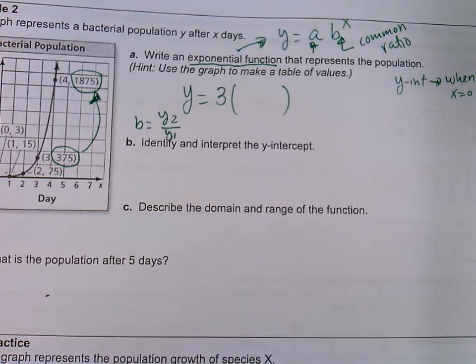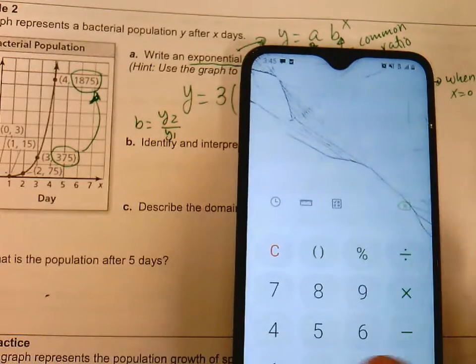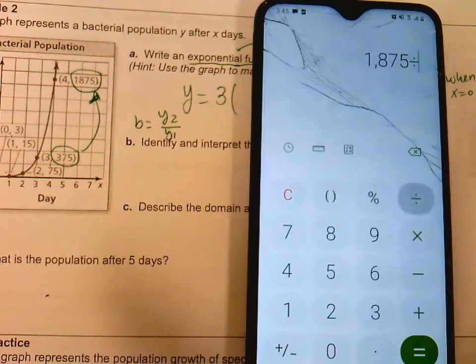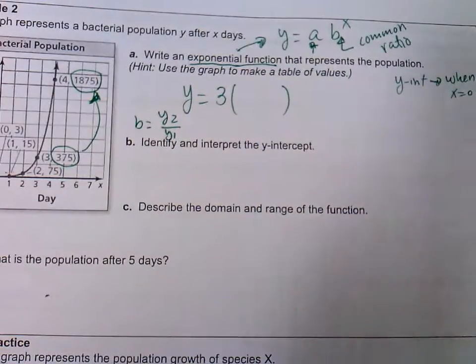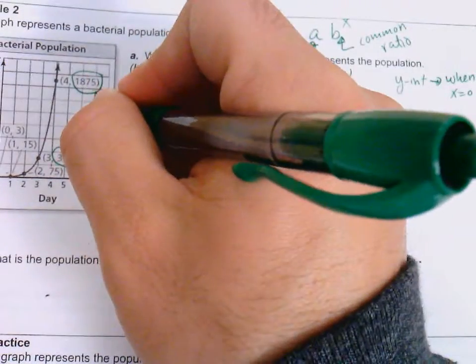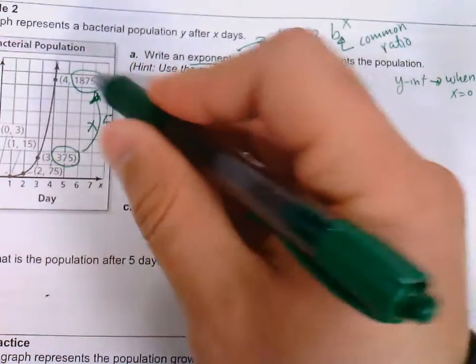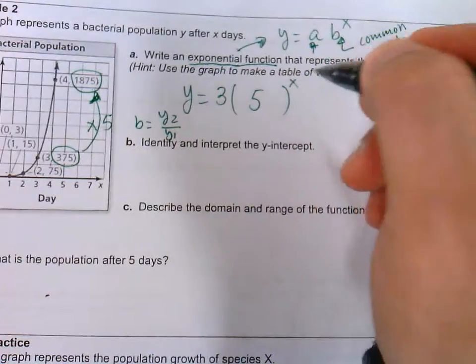If I get my phone, let's see. Okay, here's a calculator. So I'm going to do 1875 divided by 375, and that gives you 5. So every single time, the values of y are increasing by 5. So 5 is my factor.